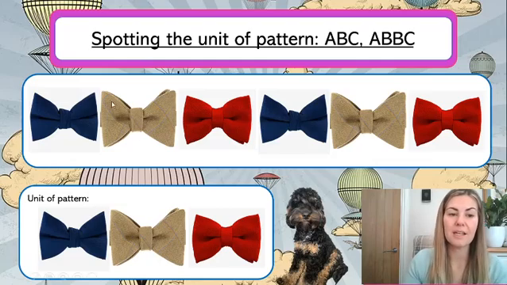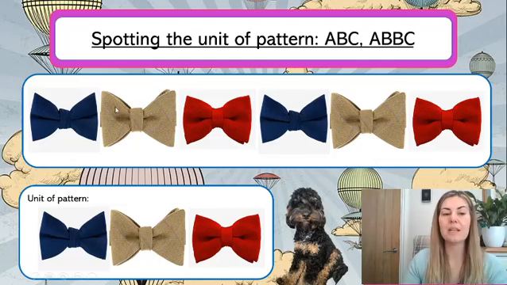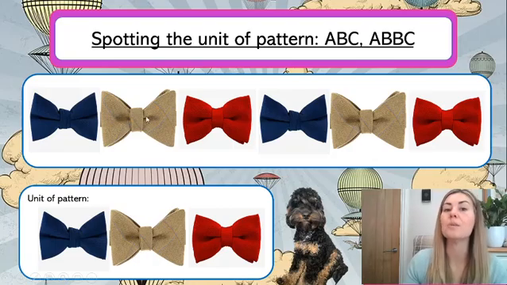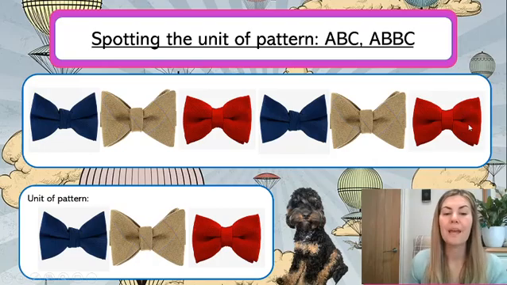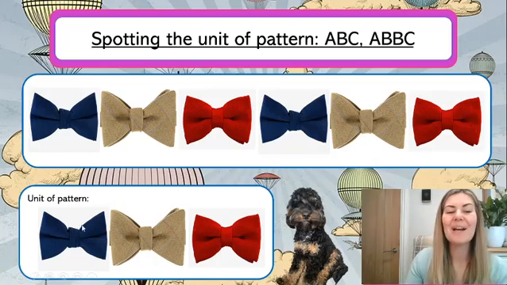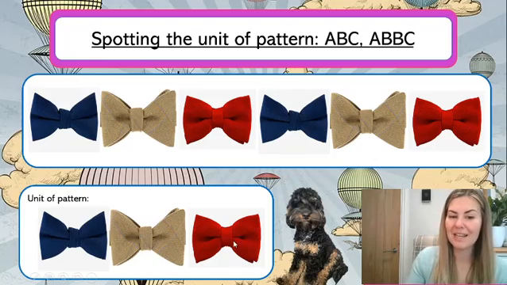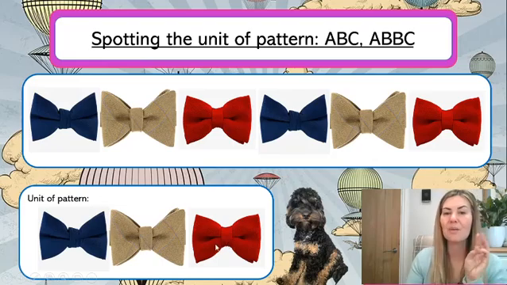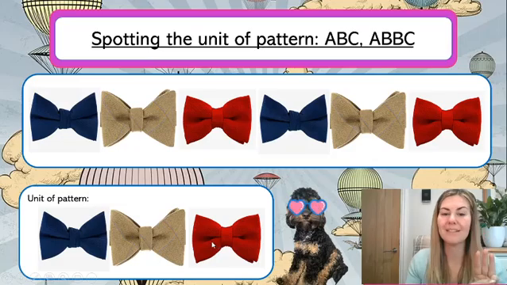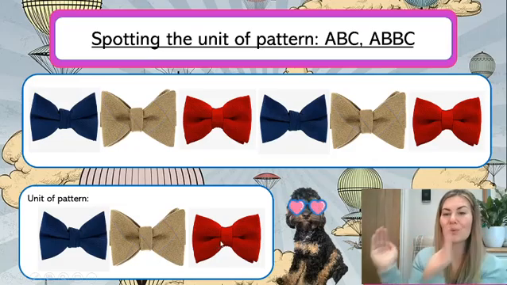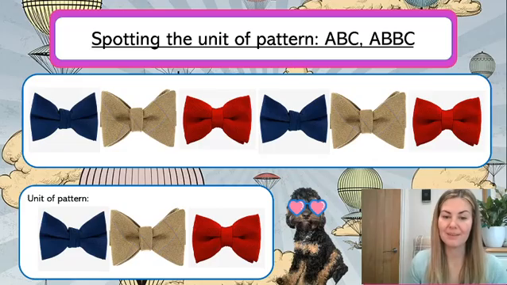Now for this colour here, I'm going to say tweed because it's green with like some other colours in it. So I'm going to say tweed. Are you ready to read? Blue, tweed, red, blue, tweed, red. And our unit of pattern for this one is blue, tweed and red. This time I have 3 things in my pattern and I've used it twice to repeat it.